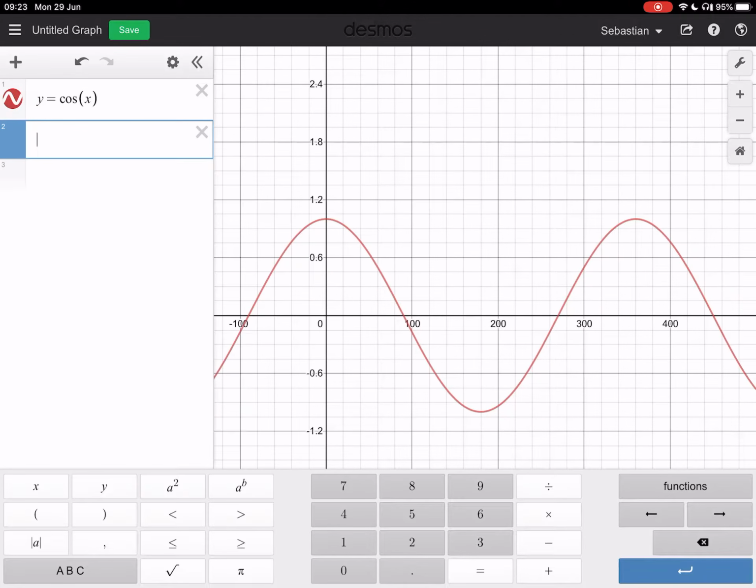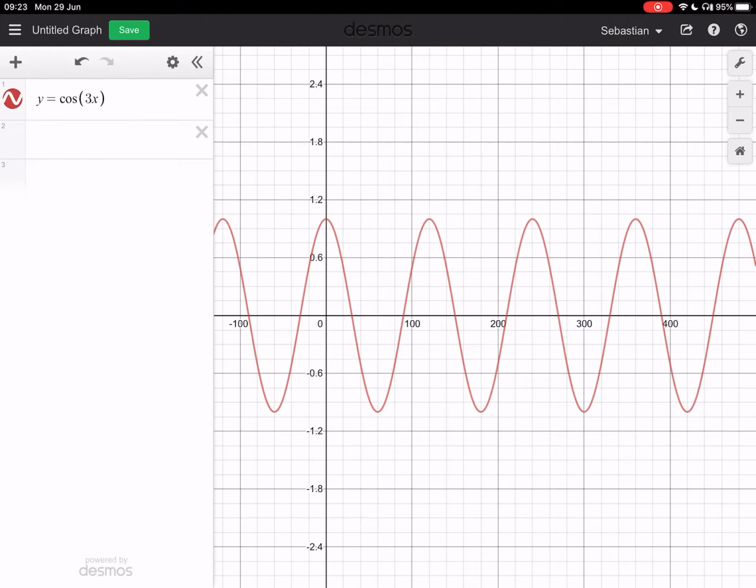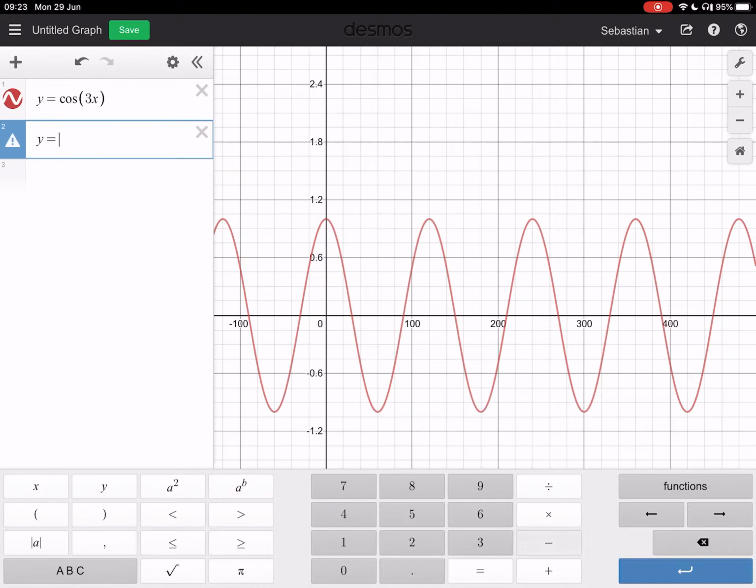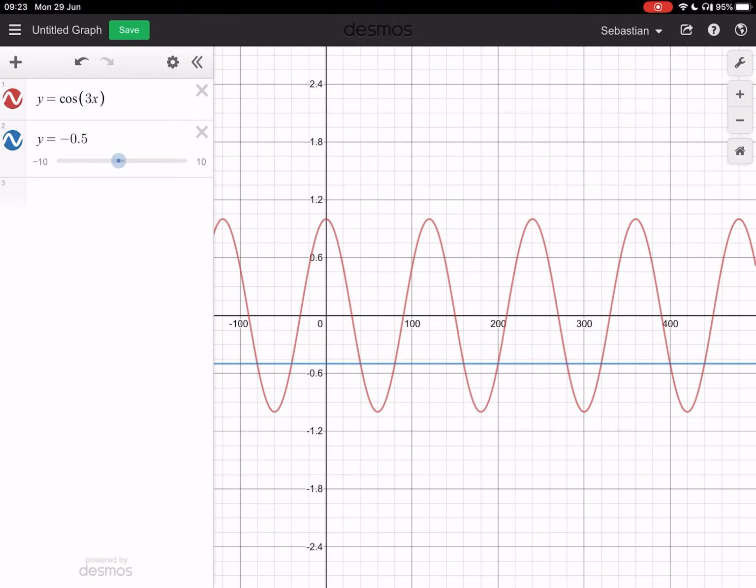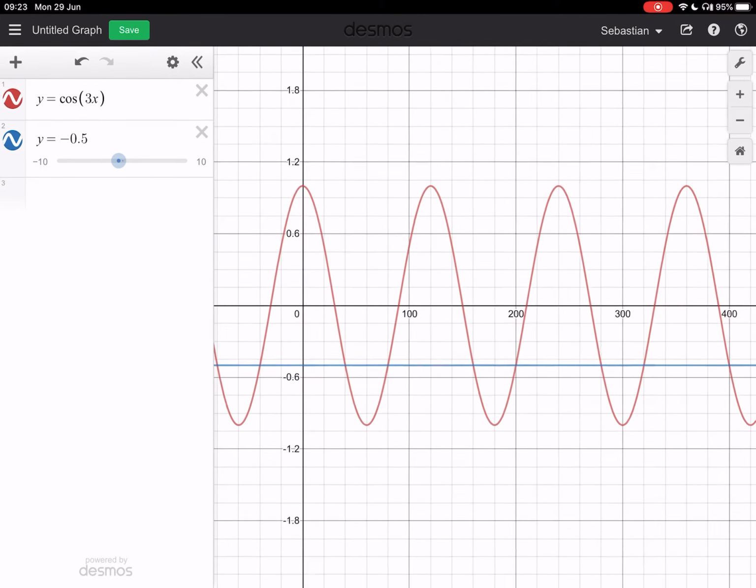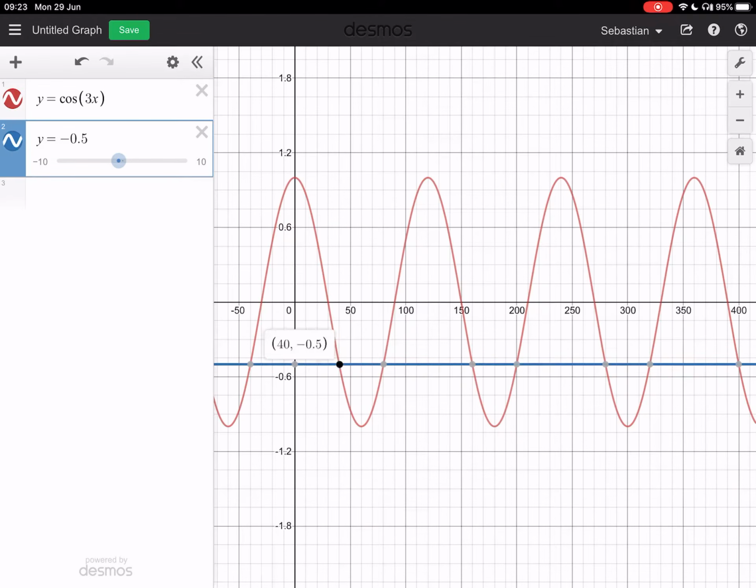I'm just going to change it to cos of 3x, and you're going to see how it's going to sort of cram in a lot more. So we've got 3 of these cycles. We've actually got a lot more crammed inside the 360 degrees space. And we were interested in when this graph was equal to minus 0.5. When I zoom in just a little bit further, we've got 1, 2, 3, 4, 5, 6 solutions. Okay, so there are those 6 solutions. We've got 40, 80, 160, 200, 280, and 320.